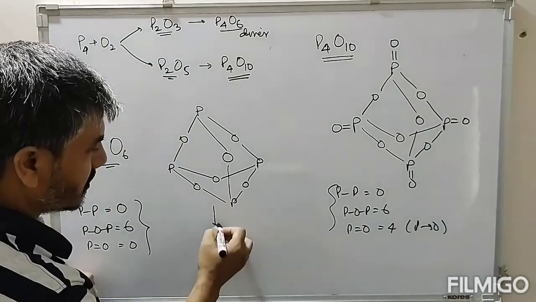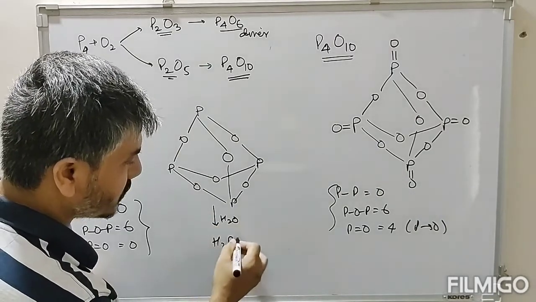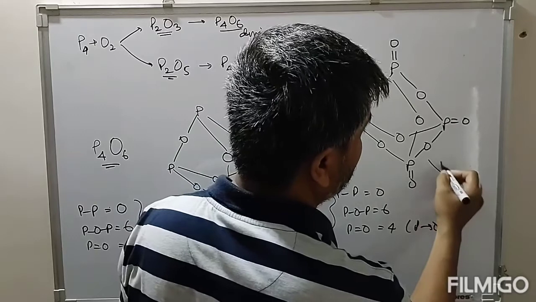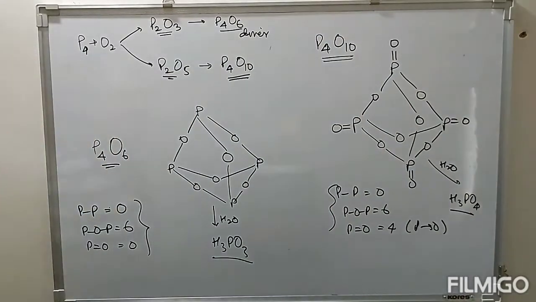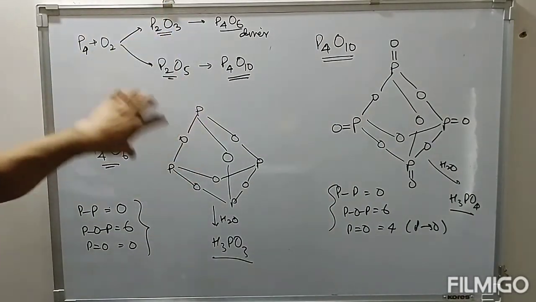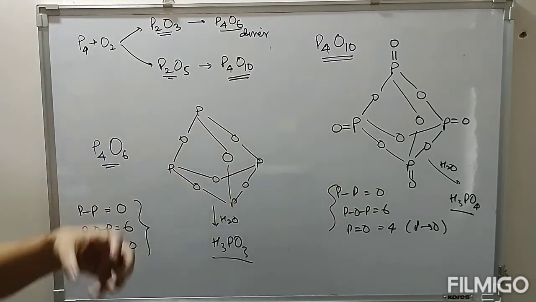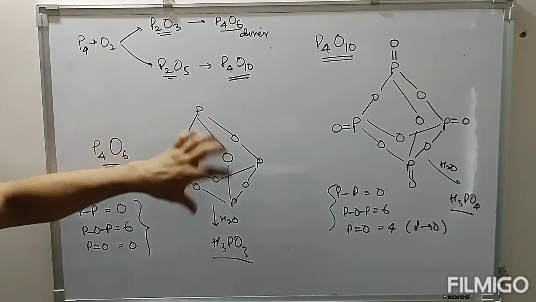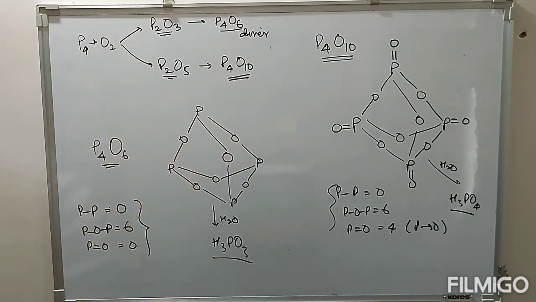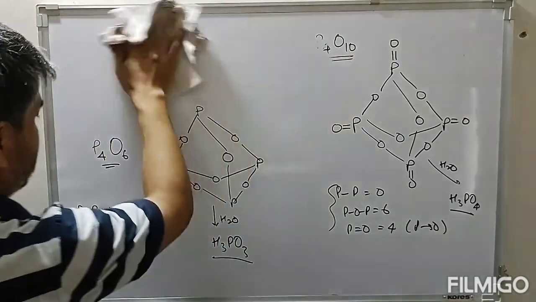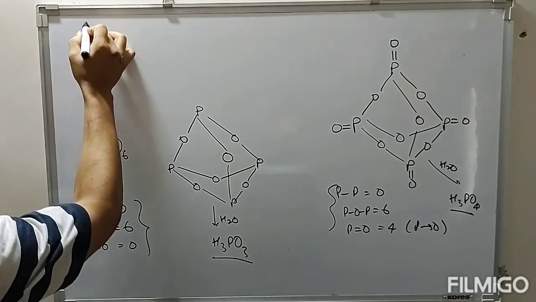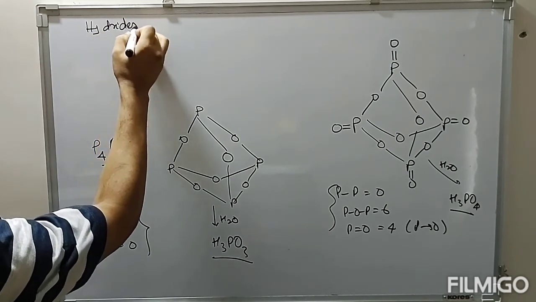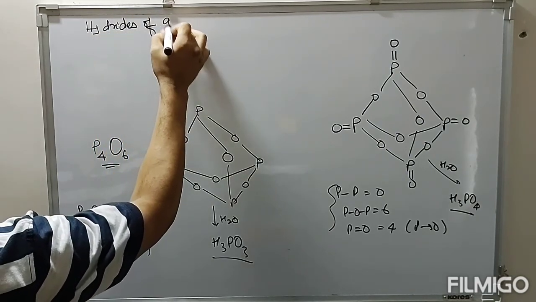P4O6 on hydrolysis gives you phosphorus acid, whereas P4O10 on hydrolysis gives you phosphoric acid. So P4O10 is known as the anhydride of phosphoric acid, and P4O6 is known as the anhydride of phosphorus acid. This is the structure of phosphorus oxides. So you have to remember the structure, the number of P-P bonds, the number of P-O-P bridge bonds, and the number of P-O bonds also. Now after these oxides, we will come to the hydrides of group 15.